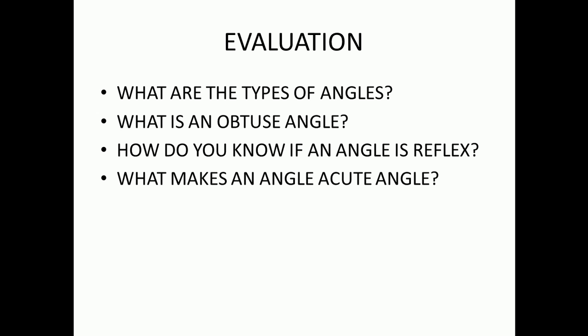We have just talked about angles. What are the types of angles? Yes, anyone with an idea? Good, I believe your answer is correct. What is an obtuse angle? Yes, an obtuse angle is an angle that is more than 90 degrees, but also less than 180 degrees. That is an obtuse angle.